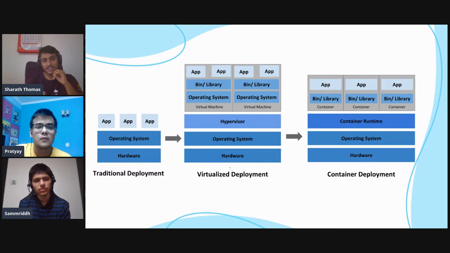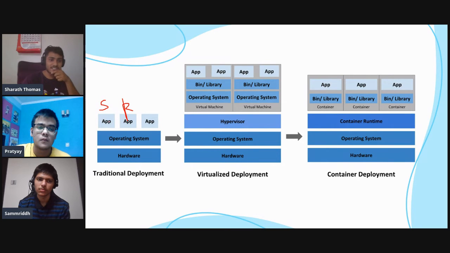Suppose this is the app which Shyam gave, and this is the one which Raju gave. Then these two will clash, because this needs 3.6, this needs 3.7, and they'll be clashing, and then there's Python 2.7 installed. So this becomes an issue for traditional deployment.